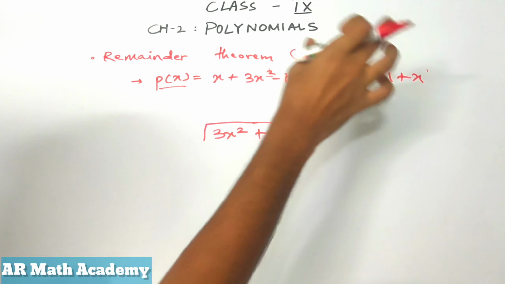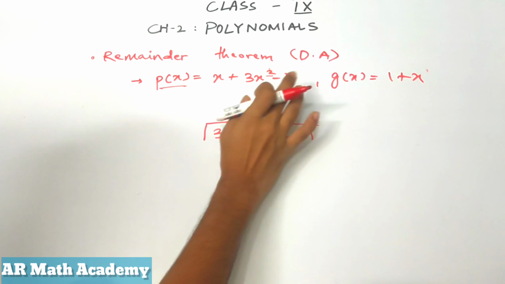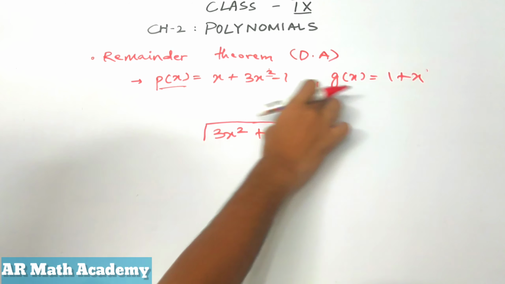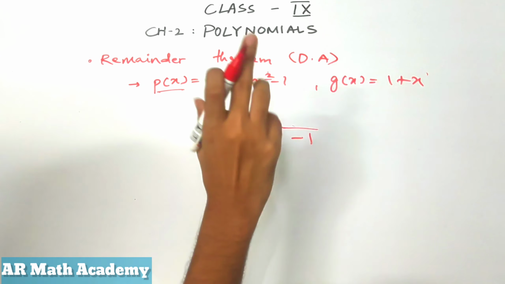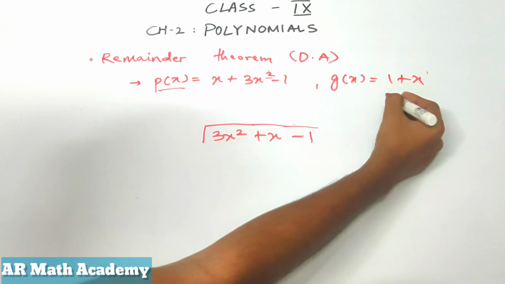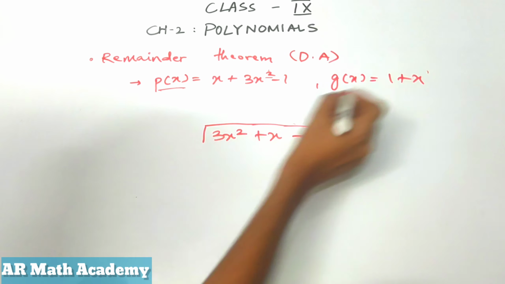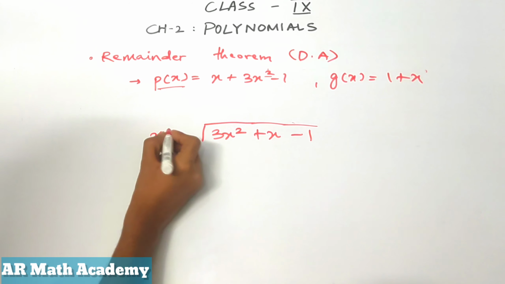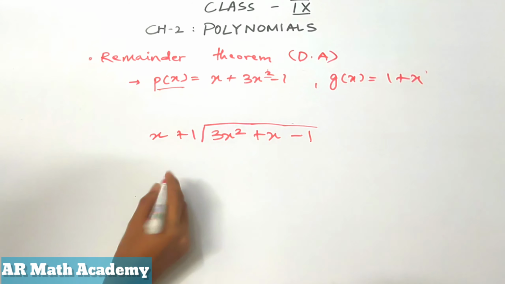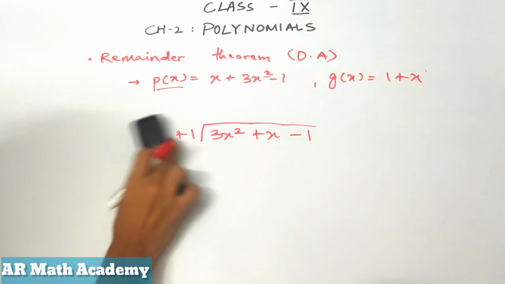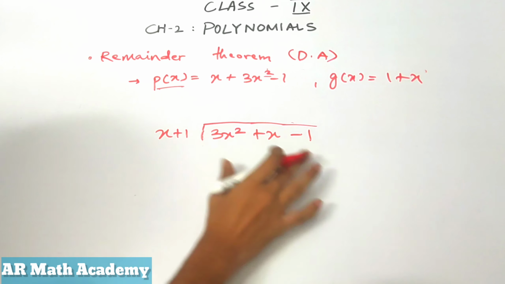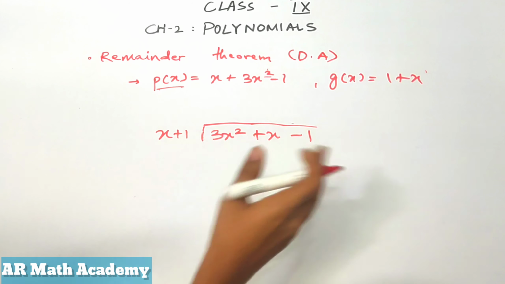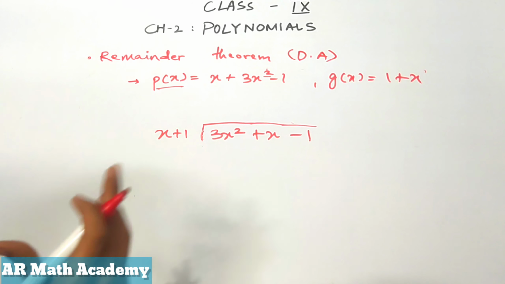Now similarly, you take this g of x, which is of lower degree when compared to this p of x, and place it over here since this is the divisor. Place this according to the higher degree. Which has higher degree among these two? x power 1 has a higher degree, followed by the constant. So I'll be rewriting this: x plus 1 divided by this whole term P of x, which is 3x square plus x minus 1.